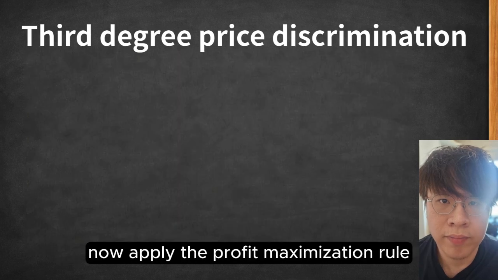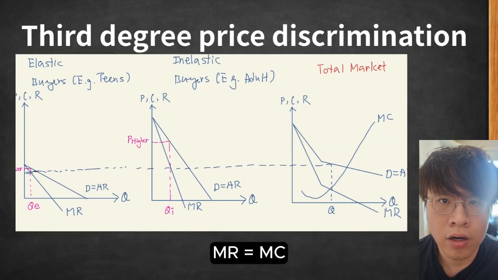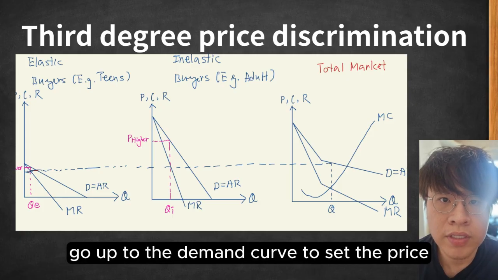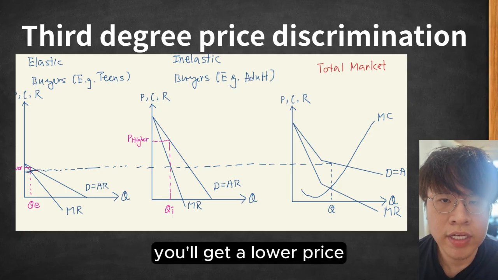Now, apply the profit maximization rule, MR = MC. Find the intersection point in the elastic market. Go up to the demand curve to set the price. You'll get a lower price.